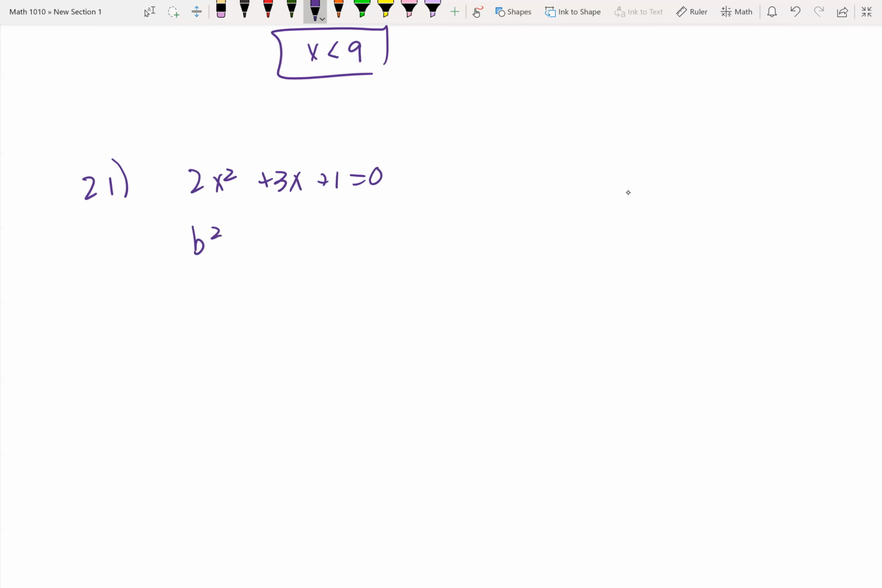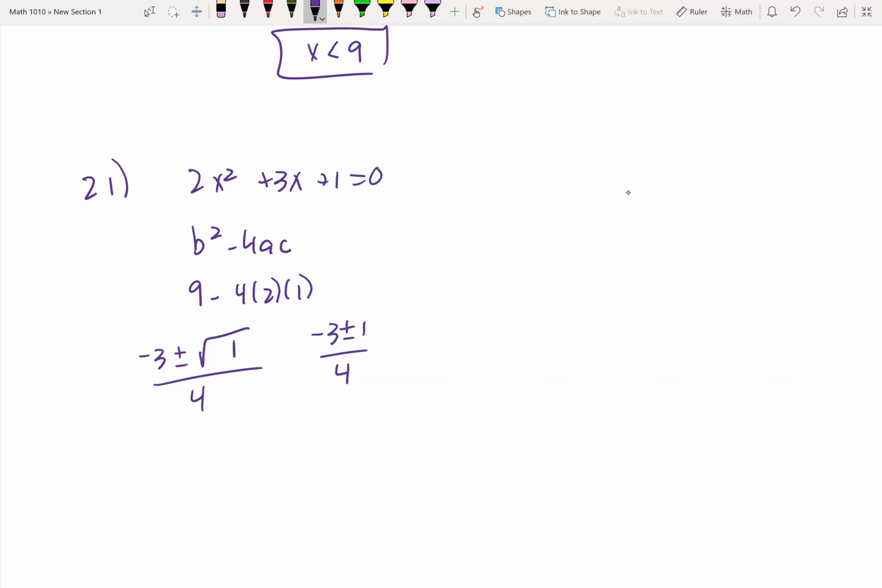So guys, the discriminant is b squared minus 4ac. So b is 3, 3 squared is 9, minus 4 times 2 times 1. That's 9 minus 8, which is a 1. So now let's think about it. You'd have negative 3 plus or minus square root of 1 all over 2 times 2, which is a 4. Well, the square root of 1 is a 1. So this is really going to be negative 3 plus or minus 1 over 4.